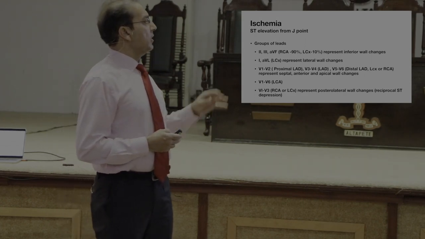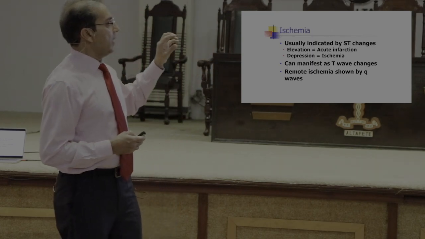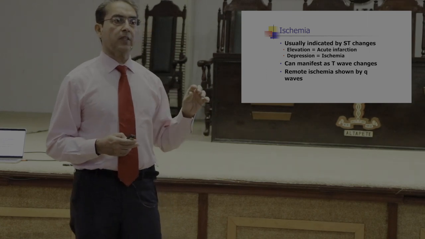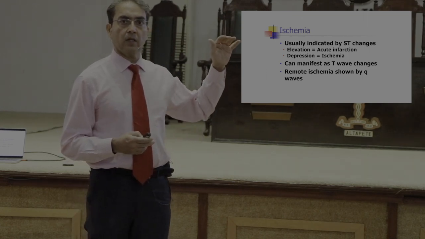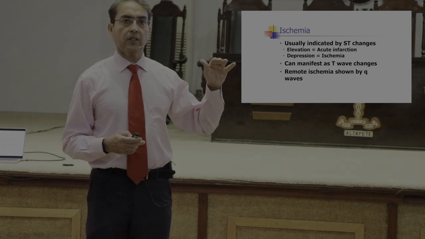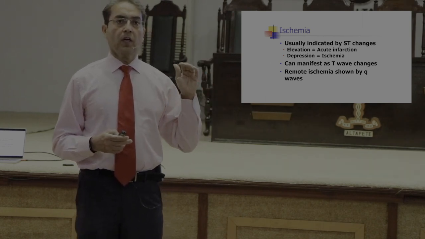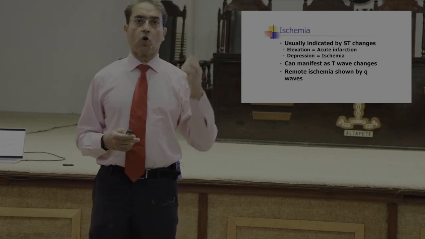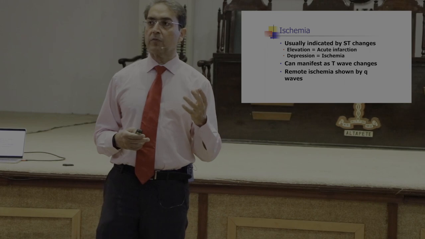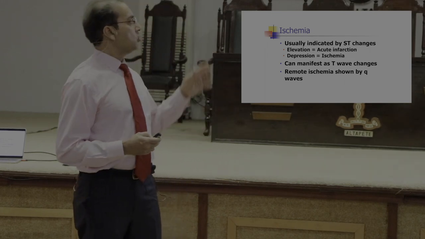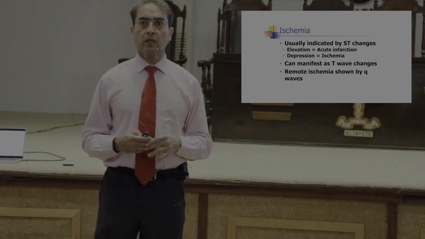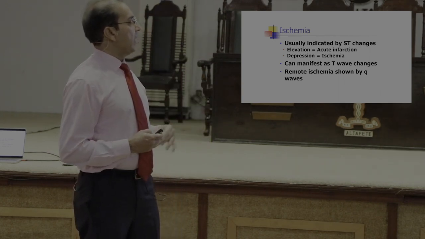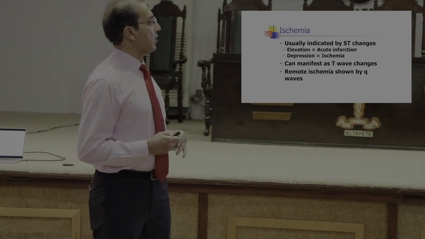Ischemia is usually indicated on the ECG by ST changes. In acute through-and-through, transmural infarction, the ST segment is elevated. In subendocardial infarction, the ST segment is depressed. So if you've got a transmural infarction, the ST segment is elevated. This is called ST elevation myocardial infarction. And if it is not through and through, if it is partial thickness, this is called non-ST elevation MI, and there is depression in the ST segment.